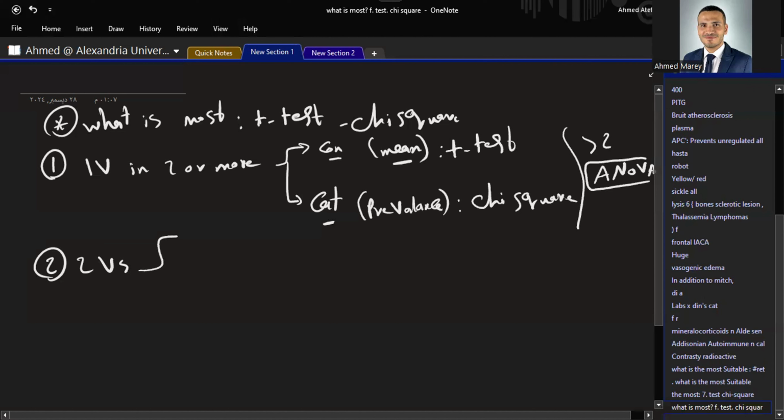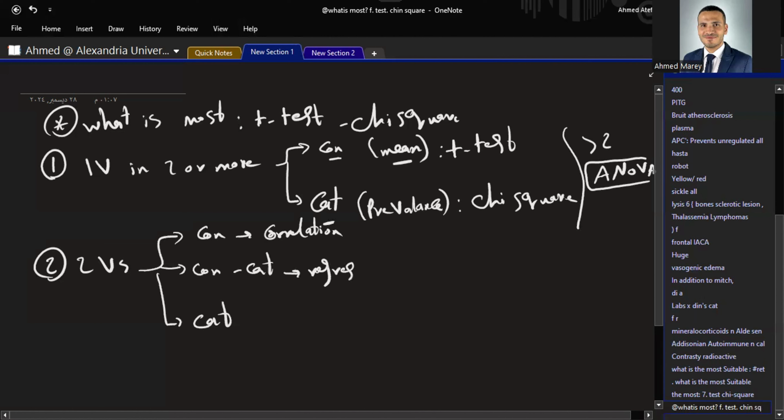What if we have two variables in the question? If we have two variables in the question, then we have three possibilities. The two variables can be continuous, or one continuous and one categorical, or the two variables can be categorical. If the two variables are continuous, we use correlation analysis. Okay, if one is continuous, one categorical, then we use regression analysis. If both are categorical, again we use a chi-square test. And in the exam, they won't make you choose between these two, usually.